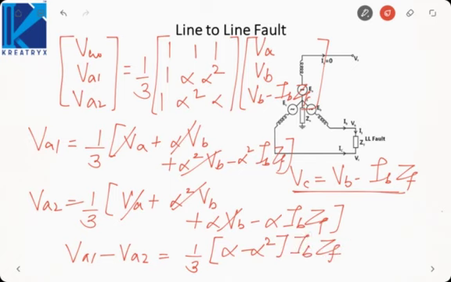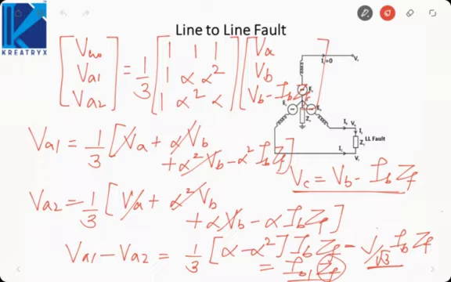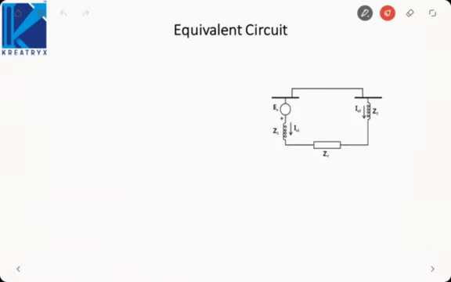Now alpha minus alpha square we just computed, it was equal to j root 3. So it will be equal to j by root 3 IB ZF. J by root 3 into IB was equal to IA1. So the relationship between VA1 and VA2 has the same impedance ZF in between the two networks. So how will my sequence network look? This one is my positive sequence.